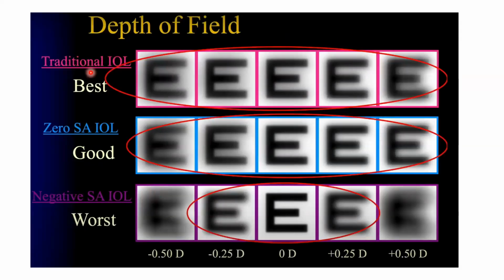Similarly, the depth of field, conversely, is best with the positive spherical aberration IOL. With the zero spherical aberration IOL, it is decent, but the depth of field due to the IOL itself, due to the spherical aberration, with a negative spherical aberration IOL, is the least.